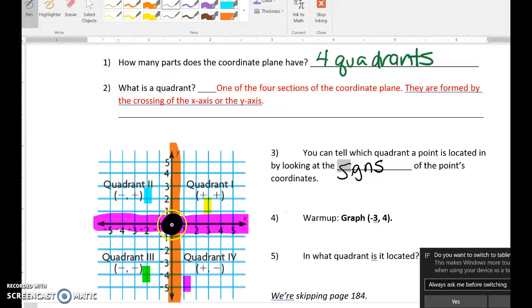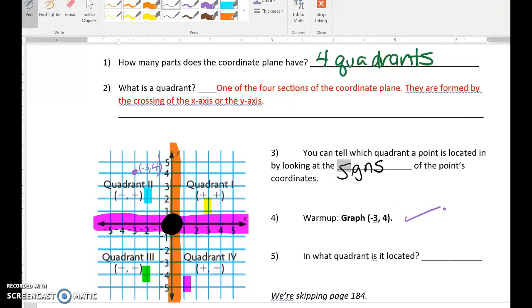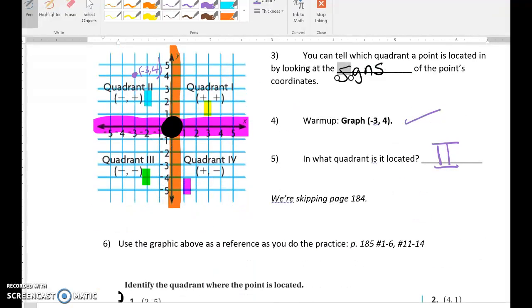negative 3, 4. So we start at the origin. That negative 3 tells us to go left 3, 1, 2, 3. Now we're aligned with 3. Now that 4 tells us to go up 4, 1, 2, 3, 4. So we have graphed this point. Okay, and we can label it negative 3, 4. Now what quadrant is it located in? Well, it says right there, it's in quadrant 2. This is a Roman numeral. You can also write the numbers with normal numbers, but I will always write them with Roman numerals, okay?